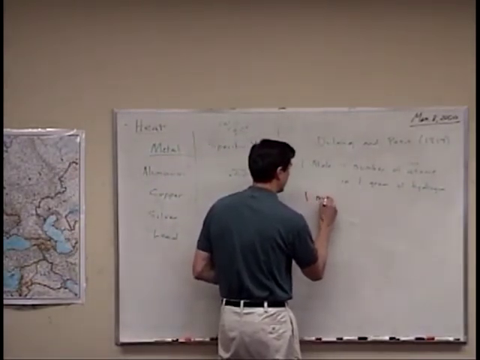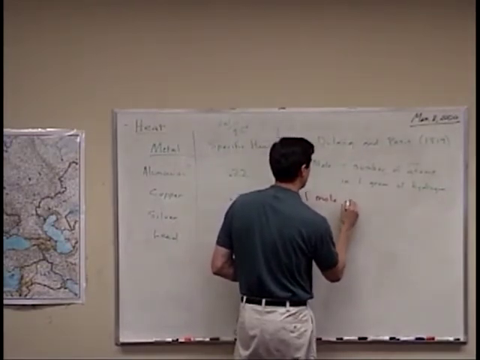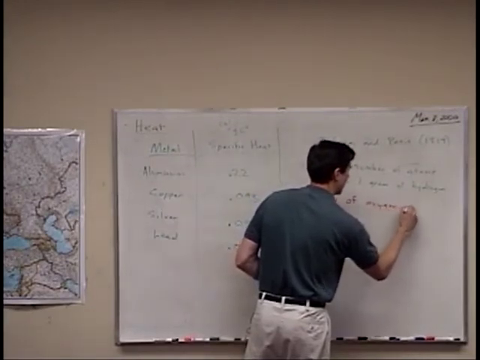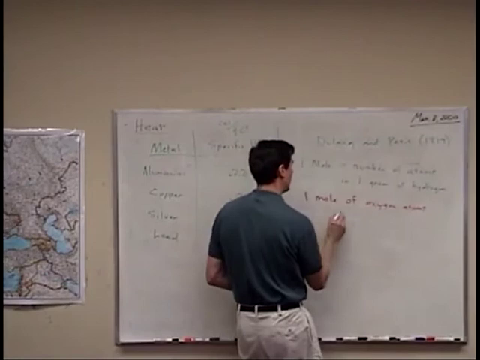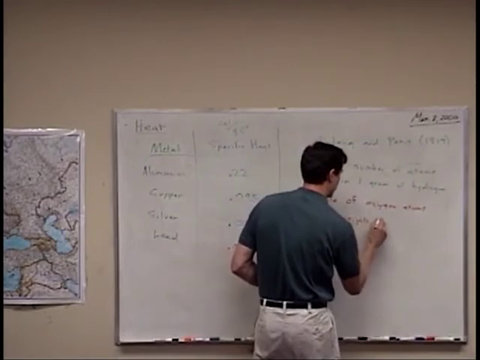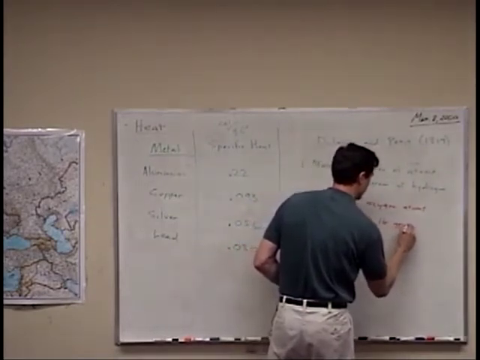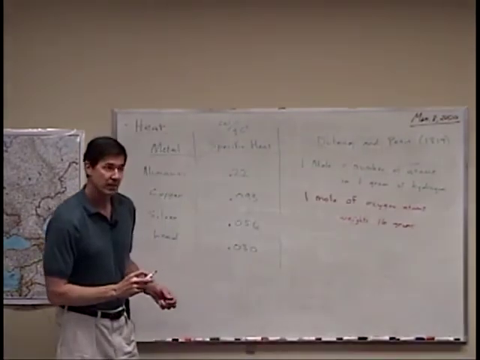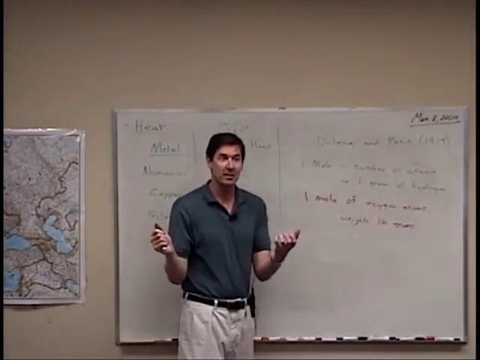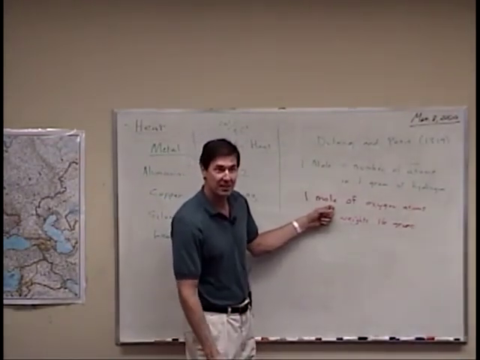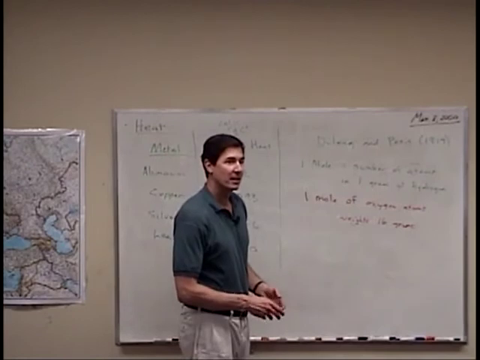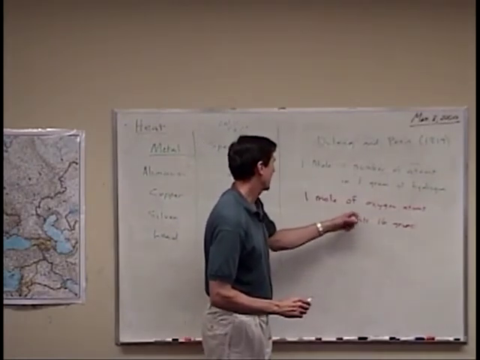1 mole of oxygen atoms weighs 16 grams. Right? Because each atom is 16 times heavier. So if you take the same number of atoms, the sample has to weigh 16 times as much. Why just say weights? 16 grams. Weight.